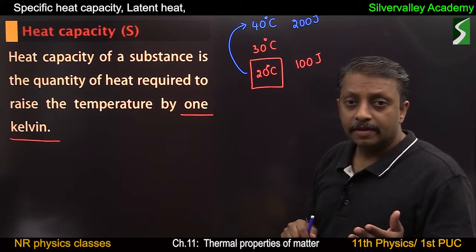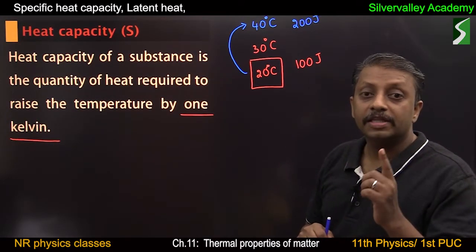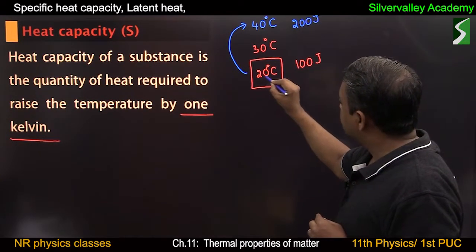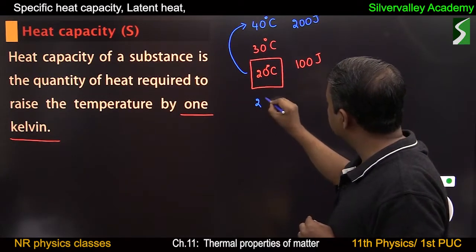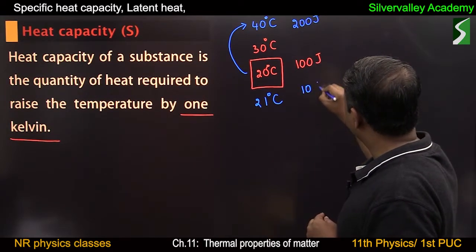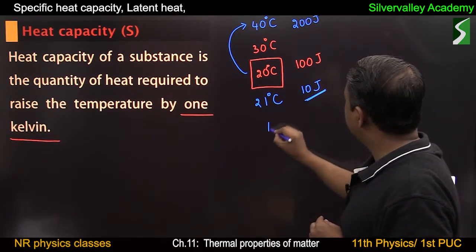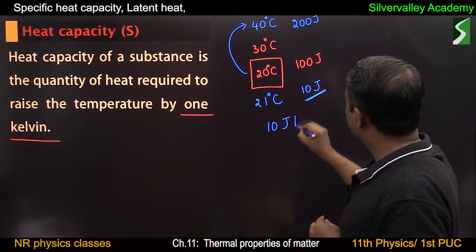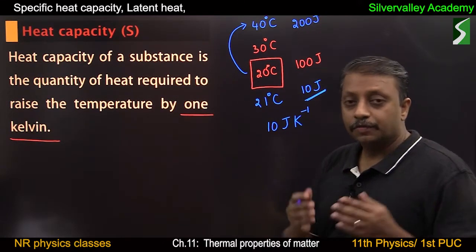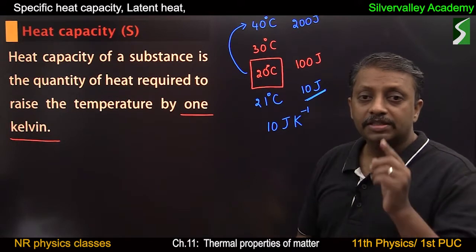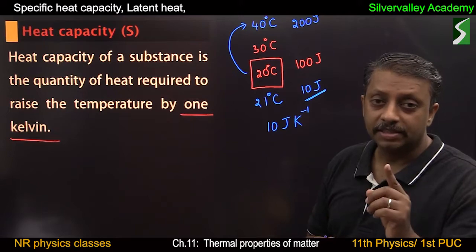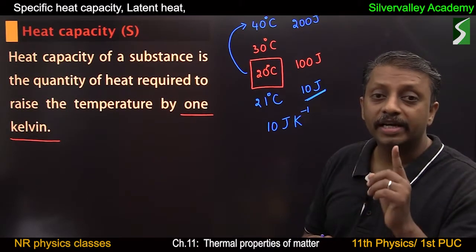In order to define it, heat energy required per Kelvin is suitable. That is, if this body temperature is increased from 20 to 21 degrees Celsius with the supply of say 10 joule, then 10 joule per Kelvin is the heat capacity of the substance. So for the sake of definition, we consider 1 Kelvin rise in temperature, or 1 degree Celsius rise in temperature.